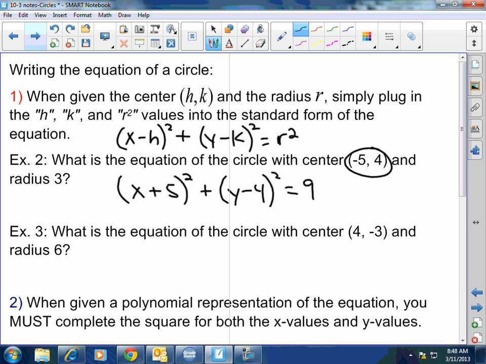Example 3: what is the equation of a circle with center (4, -3) and radius 6? Talk to me. (x - 4)^2, yes?